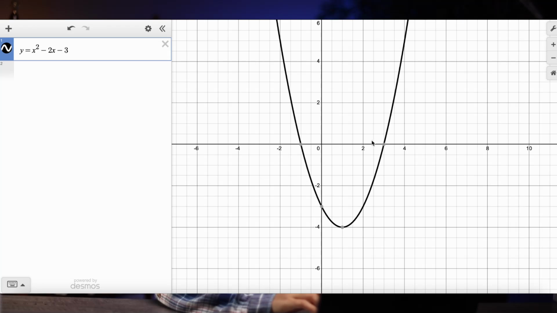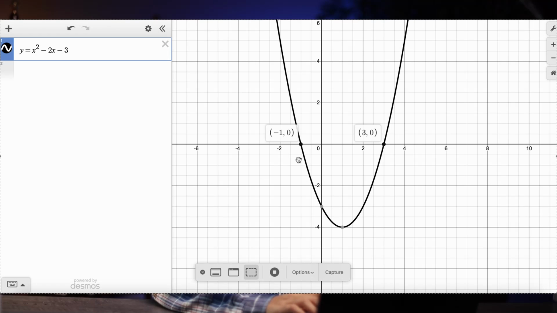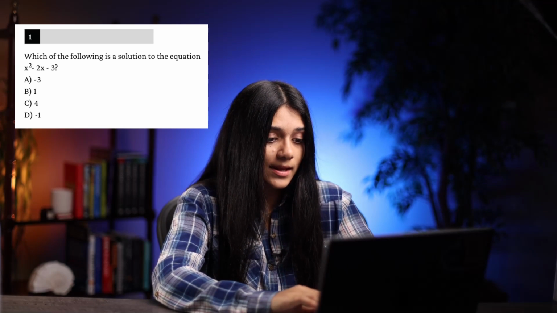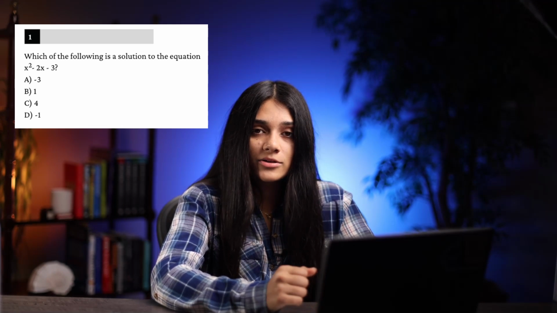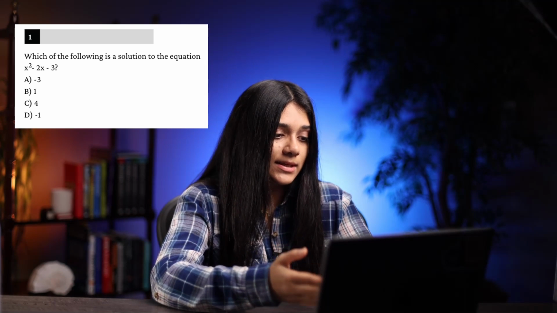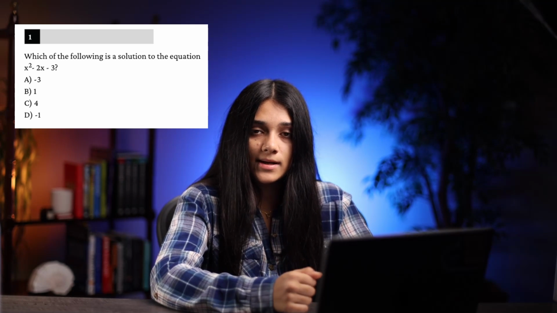Now we have a parabola, right? So we just want to look at where this parabola crosses the x-axis. We can see that it crosses the x-axis at (-1,0) and also at (3,0). So therefore, the solutions to the quadratic are x equals -1 and x equals 3. If we look at our answer choices, x equals 3 is not one of them. So that means D, x equals -1, is the correct answer here.